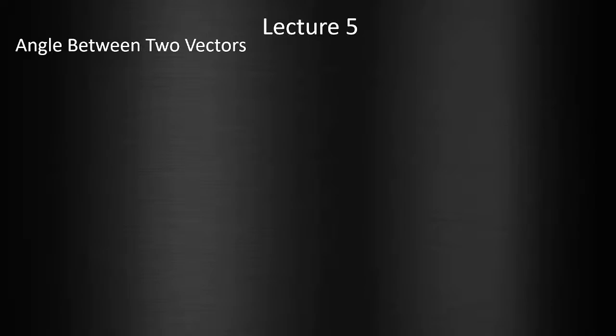Available with angle between two vectors. Okay, so two vectors are given. First we know how angles are measured. How are angles measured? Okay, first we will check with this.